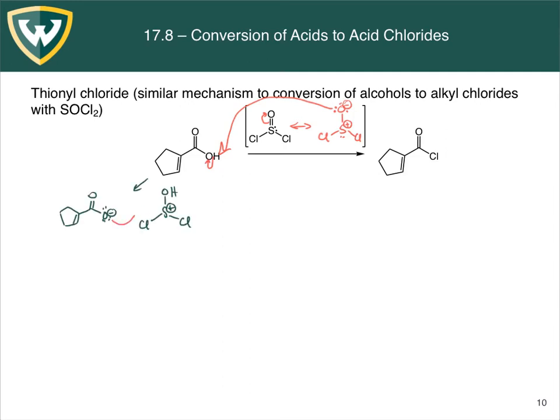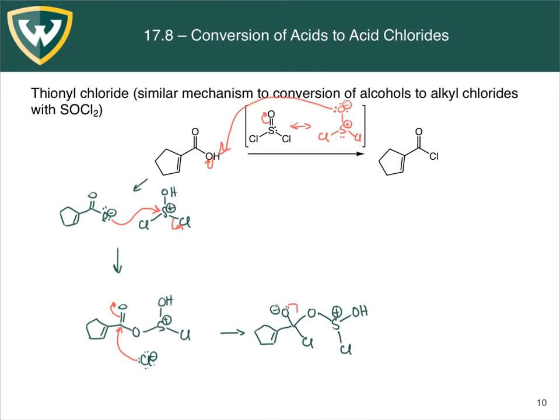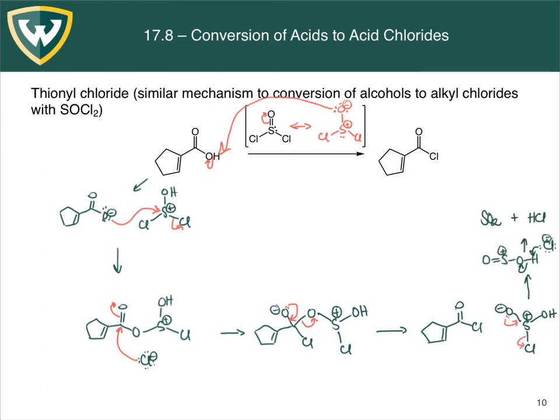And now our carboxylate can come in and attack sulfur and kick out a chloride. The chloride can add to the carbonyl, push those electrons up onto the oxygen, and now we'll kick out this leaving group. That'll give us our target acid chloride, and this byproduct, which will decompose into SO2 and HCl.